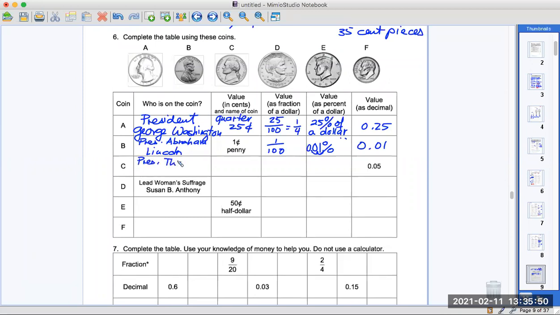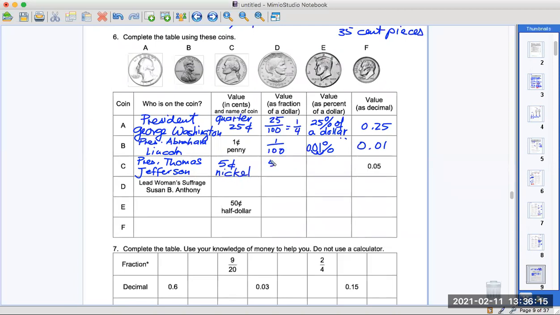And I don't know about Thomas Jefferson much, but I believe he was one of the people that signed the Declaration of Independence, I think. I'm hoping I get this right. If not, correct me. And the value is 5 cents. It's called a nickel.